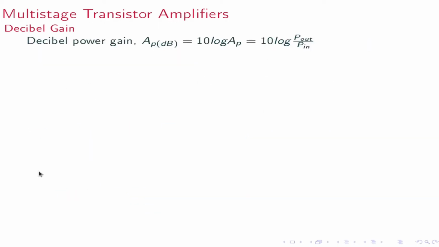Decibel power gain A_P dB is 10 log A_P, that is 10 log P_out by P_in, output power by input power. Decibel voltage gain A_V dB is 20 log A_V. It is 20 because power is I square R.